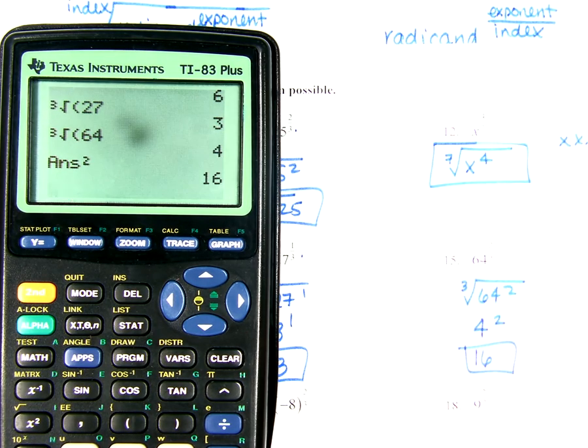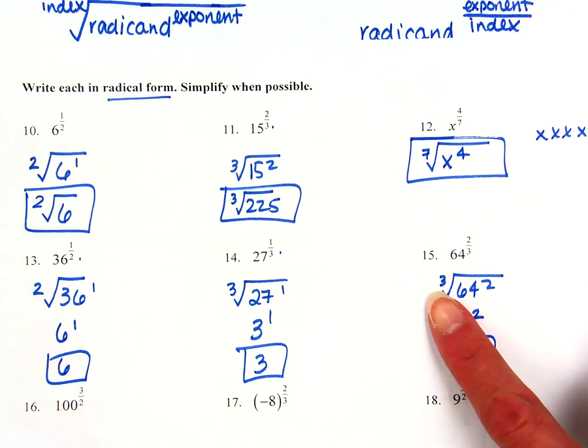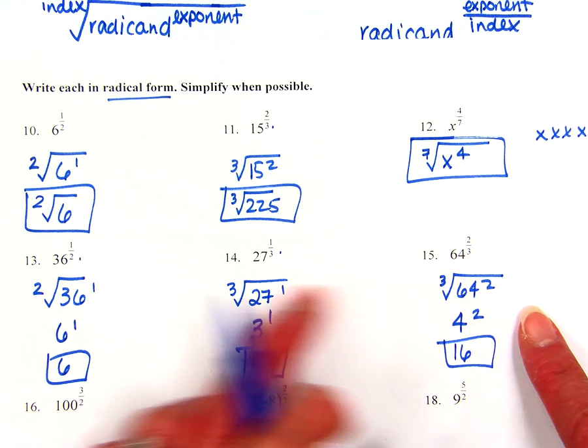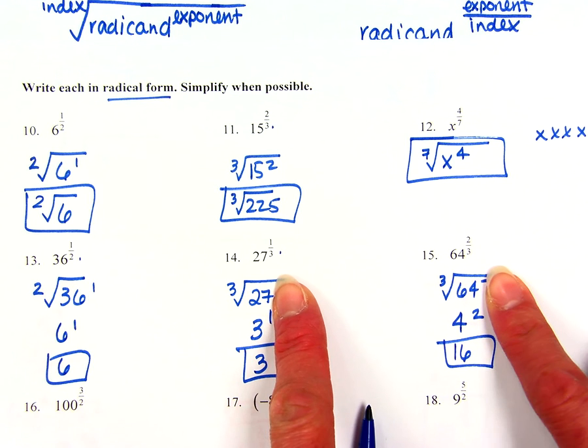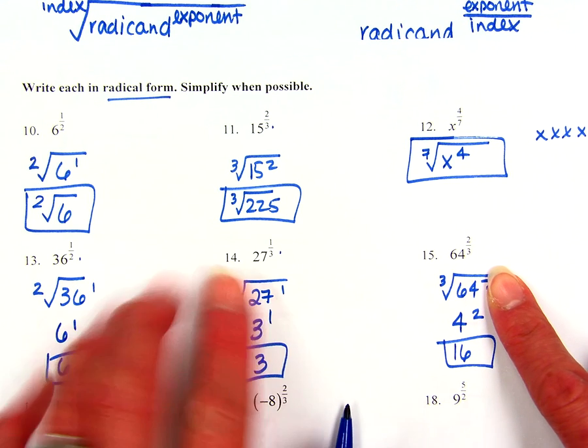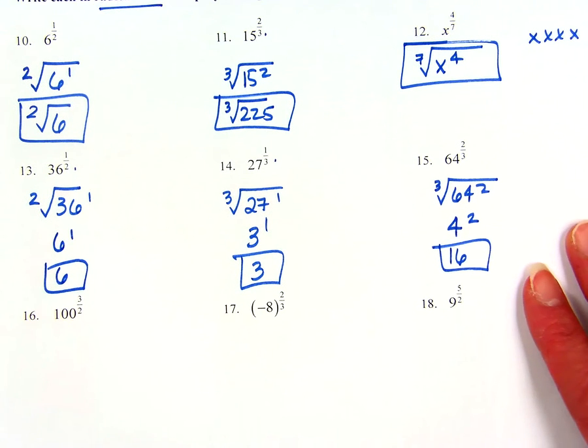Now you could, if you wanted to, do 64 squared first and then take the cube root. But I would always do the index first. Ignore the exponents and do the cube root of 27 or the cube root of 64 first, because that'll give you a smaller number to work with. I think it's a lot easier to do the problem that way.